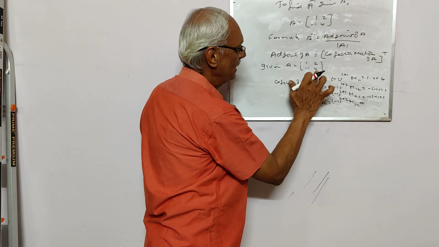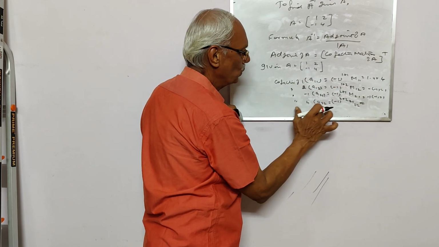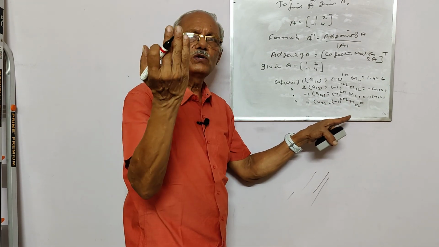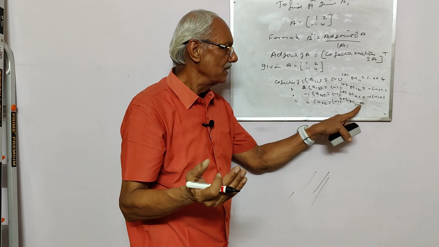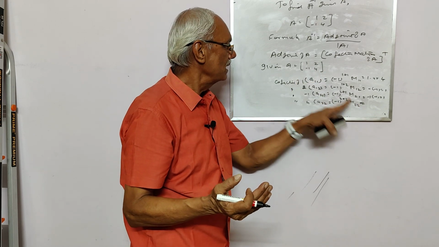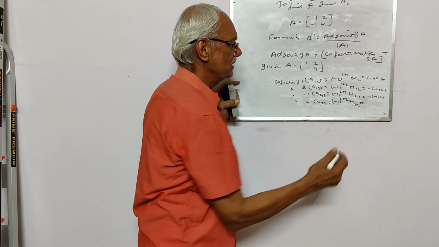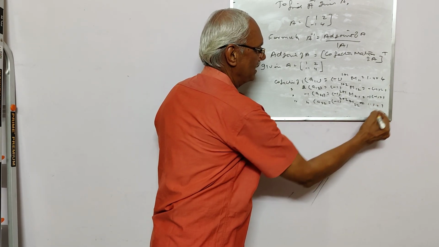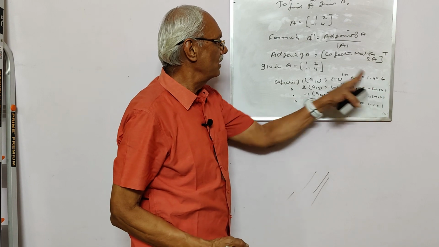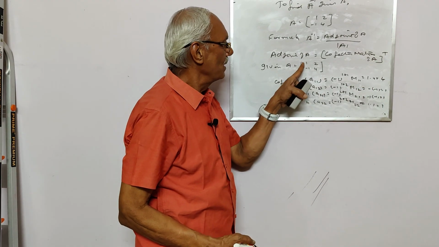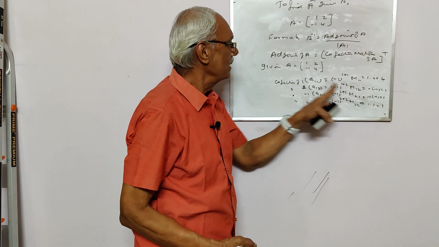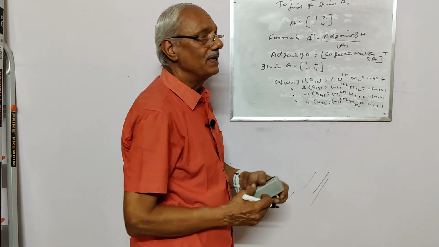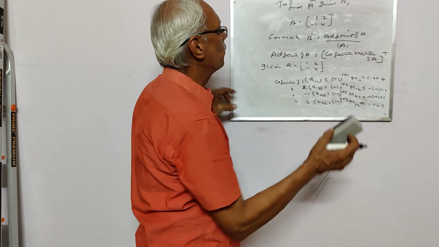Come to the fourth one, A22: minus 1 to the power of 2 plus 2, which is 4. Minus 1 to the power of an even number is plus. What is the minor M22? It is equal to 1. So 1 into 1 is equal to 1. So the minor of 1 is 4, the minor of 2 is 1, the minor of minus 1 is 1, and the minor of 4 is 1. Now I can write the cofactor matrix.